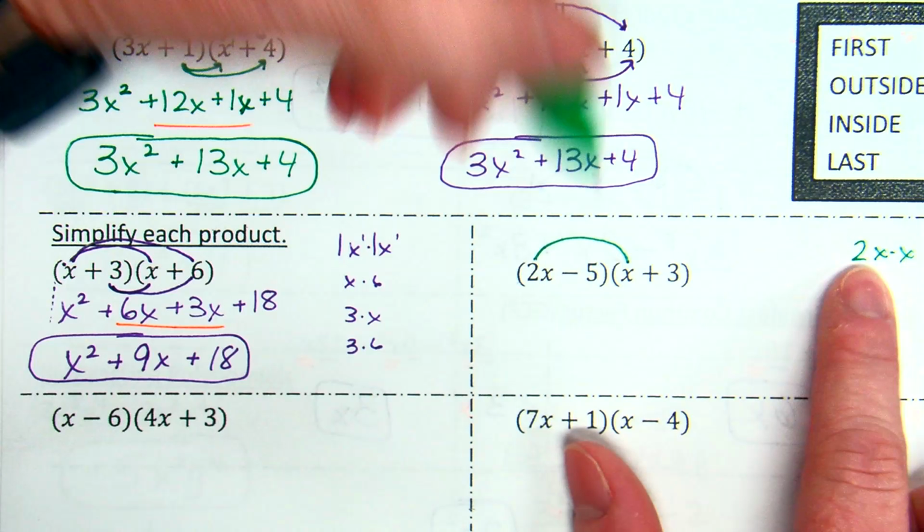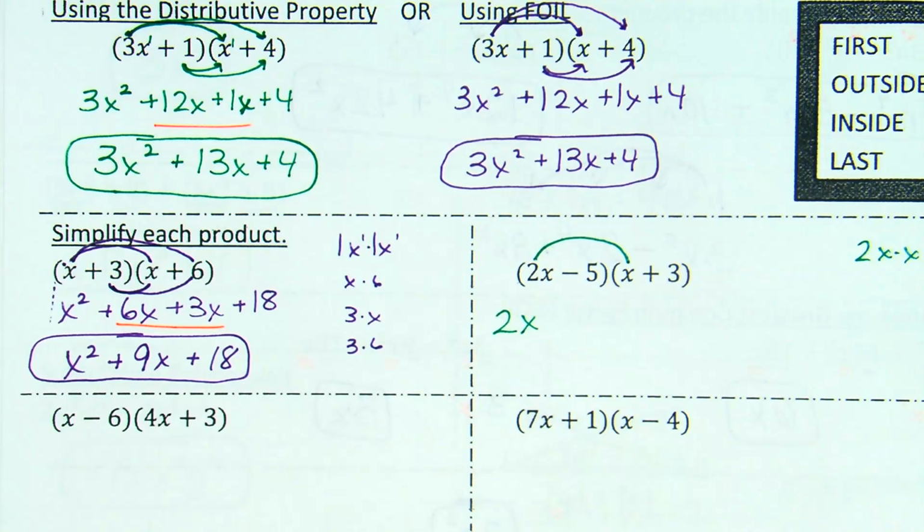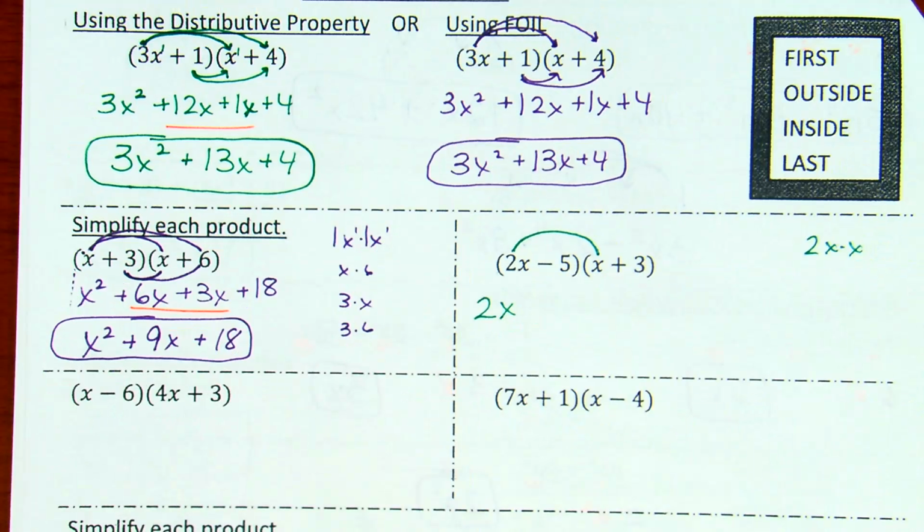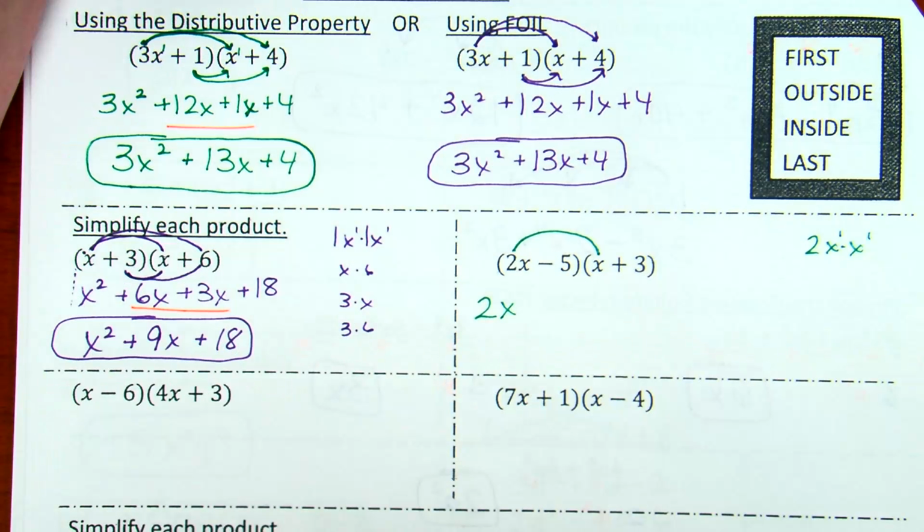2x times x. 2 is the whole number, that's good, but what's x to the first times x to the first? 2x to the second. When the bases are the same, keep the base and add the exponents. Okay, so that was first. What's next? 2x times 3.